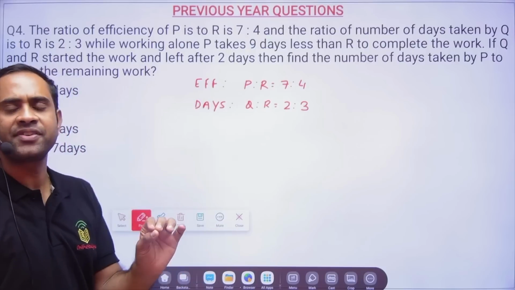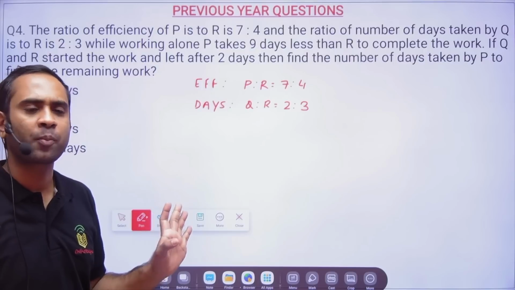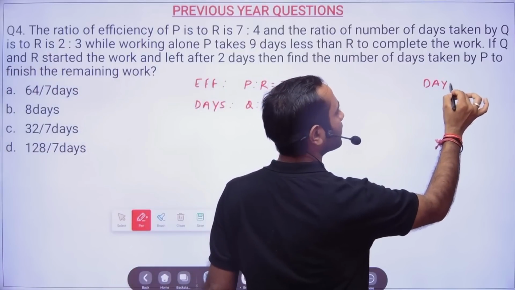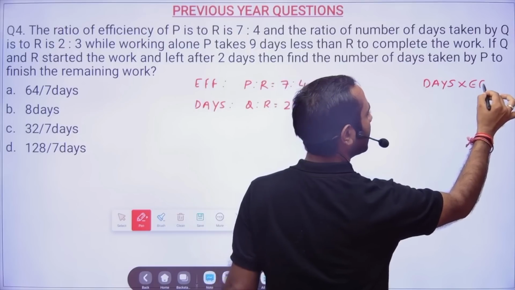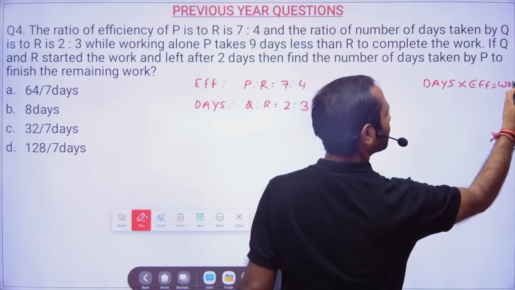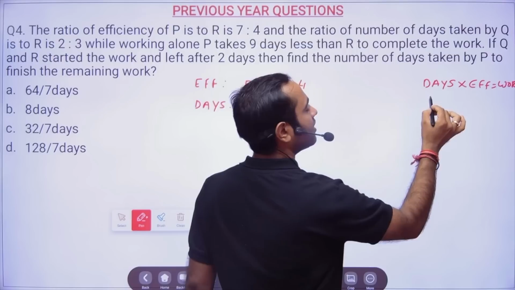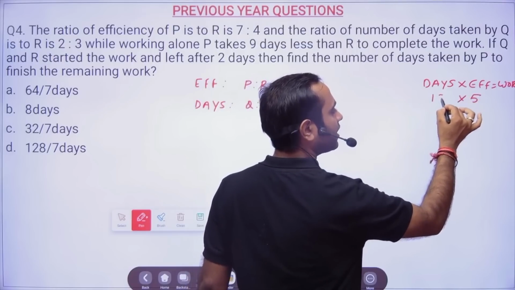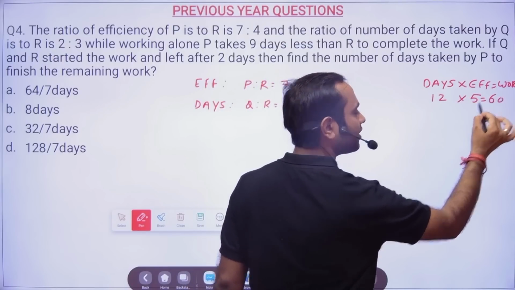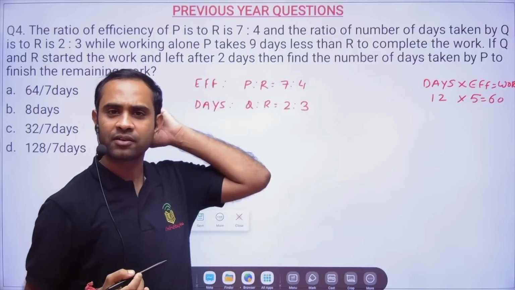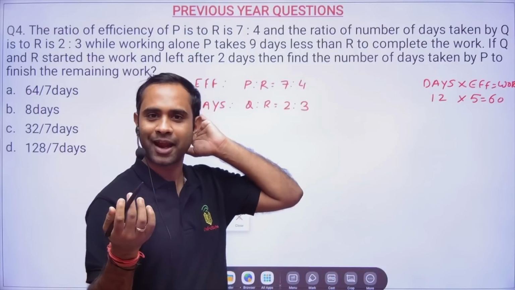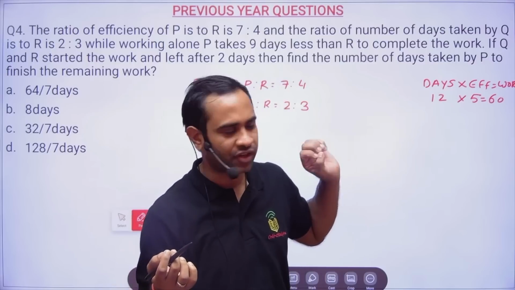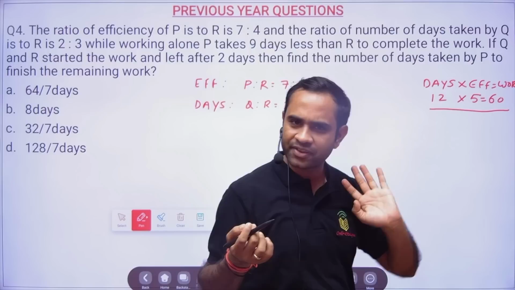Days and efficiency are inversely proportional to each other. That means, friends, days into efficiency is work. Let us understand: if you clean 5 chairs in a day, then in 12 days how many chairs will you clean? 60 chairs. Cleaning chairs is a work, so 12 into 5 is 60. Clear? So days into efficiency is work.